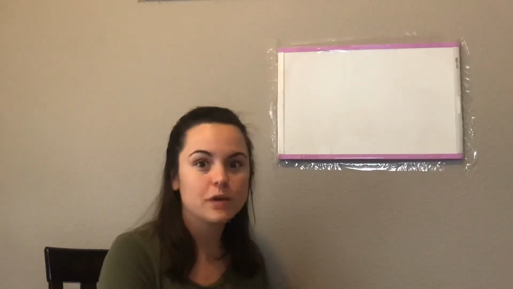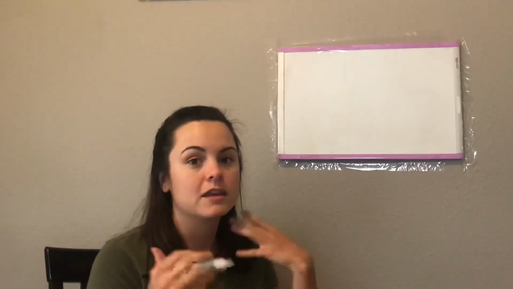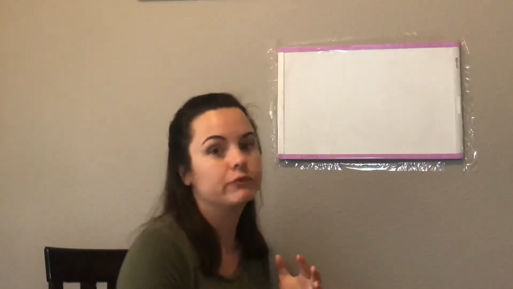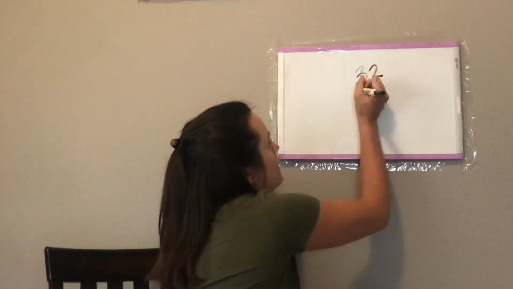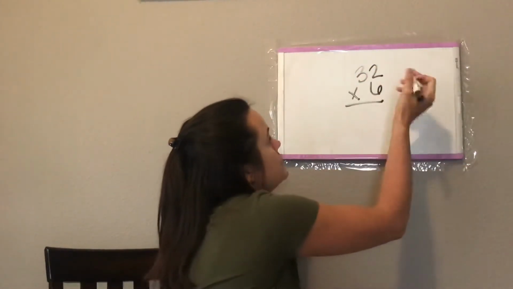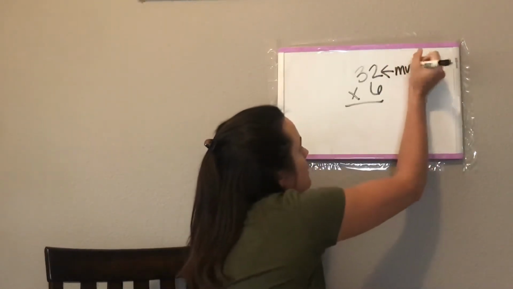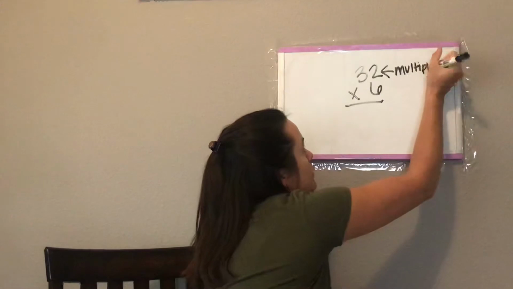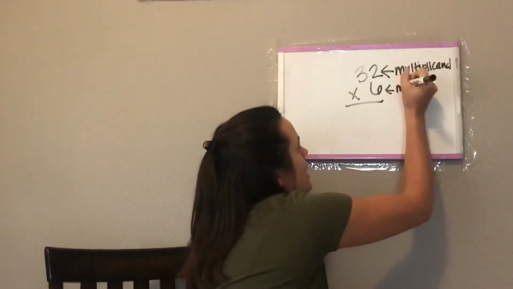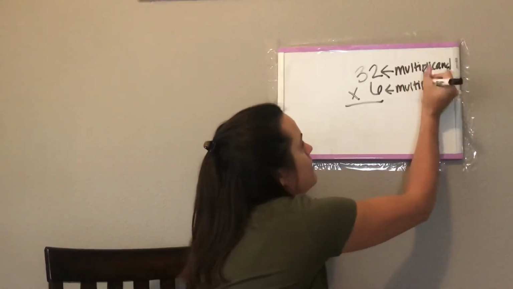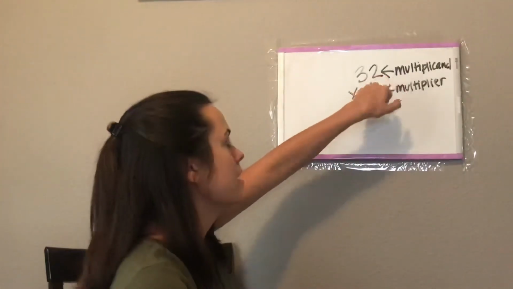Yeah, so a partial product is when we take each of the multiplicands and multiply it by the multiplier. So for example, if we had 32 times 6. So we have these, which are our multiplicands, and then the multiplier. And we are going to multiply each multiplicand by the multiplier.